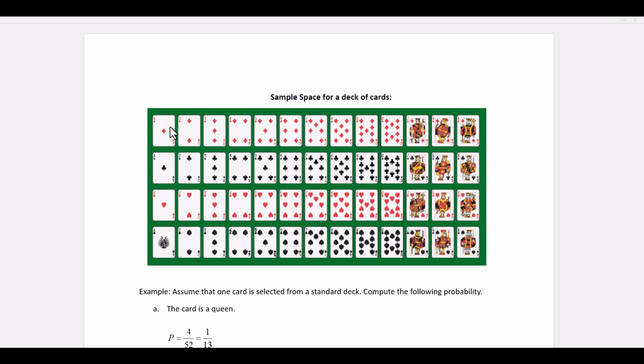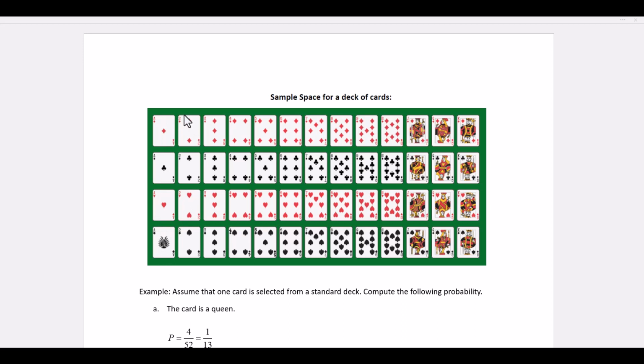There are 4 suits: diamonds, clubs, hearts, spades, and there's 13 cards for each suit. Furthermore, we have categories of cards. We have the aces. We have the numbered cards.